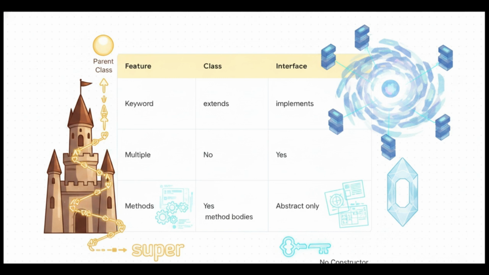You use extends for classes and implements for interfaces. Classes don't support multiple inheritance. Interfaces absolutely do. Classes have actual method bodies, while interfaces are abstract only. And regarding constructors, well, classes inherit the setup process via the super keyword, while interfaces don't have constructors at all, simply because you can't instantiate them as standalone objects.